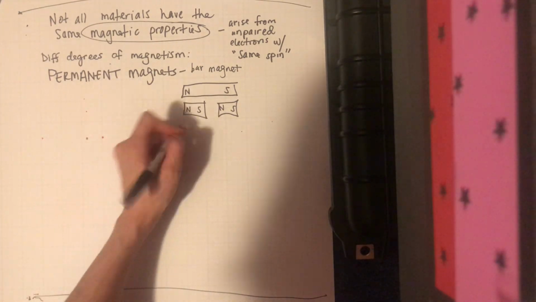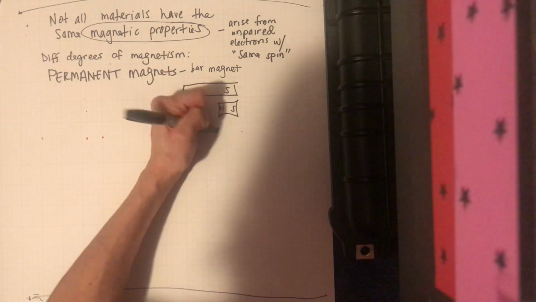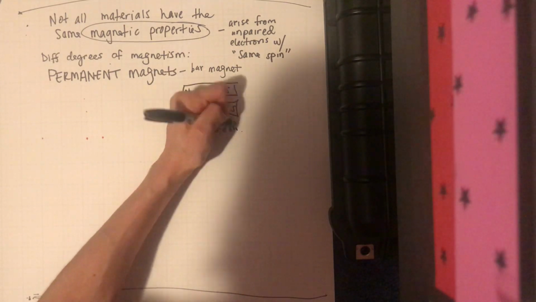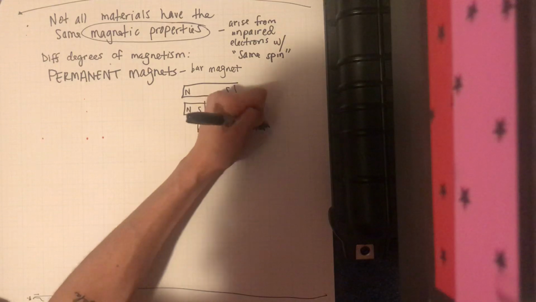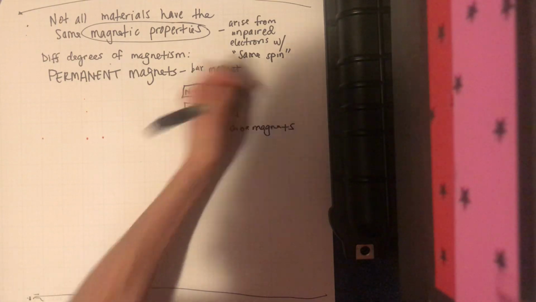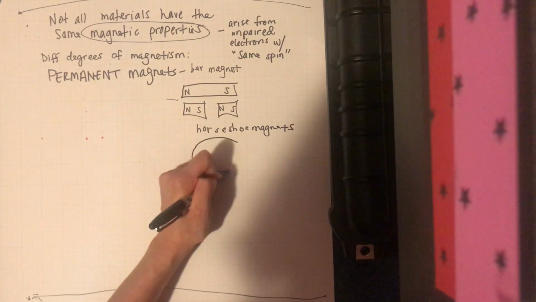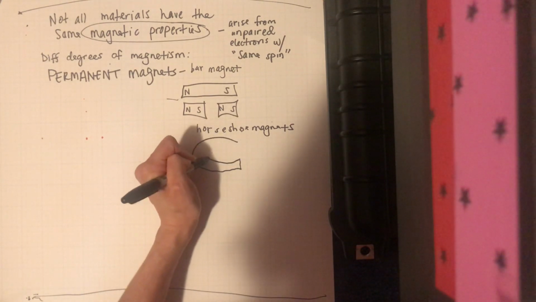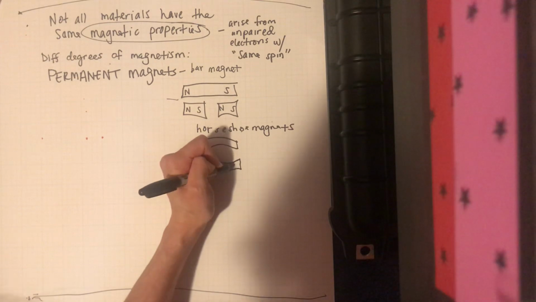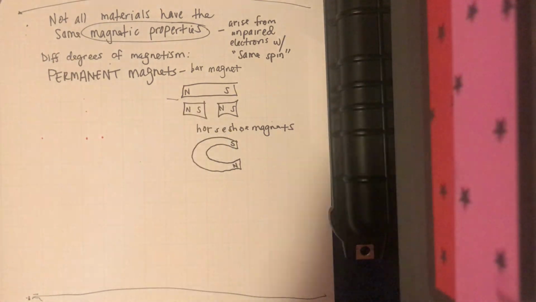Similarly to a permanent magnet, we have horseshoe magnets. These horseshoe magnets are essentially bar magnets with north and south poles that are bent into the shape of a horseshoe. So these still have a north pole and a south pole.